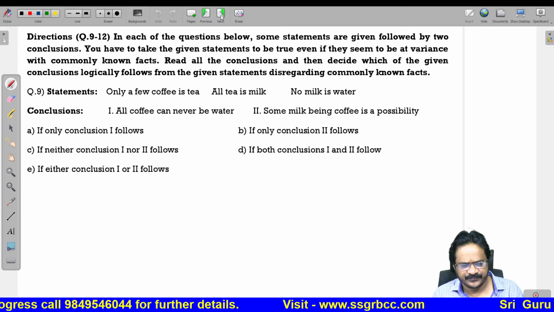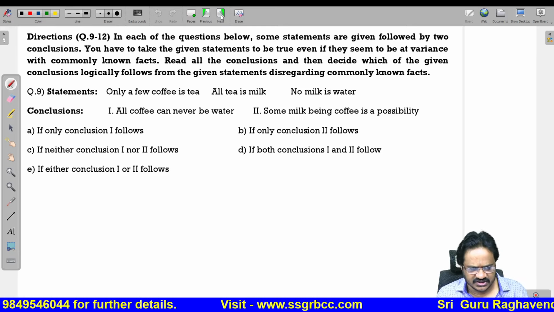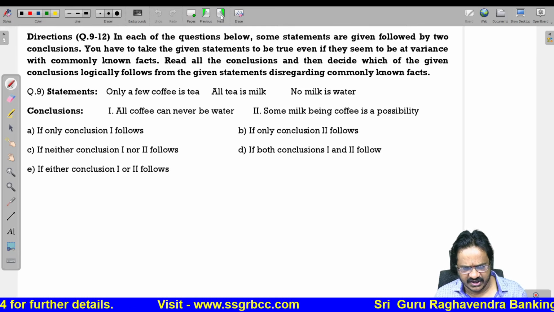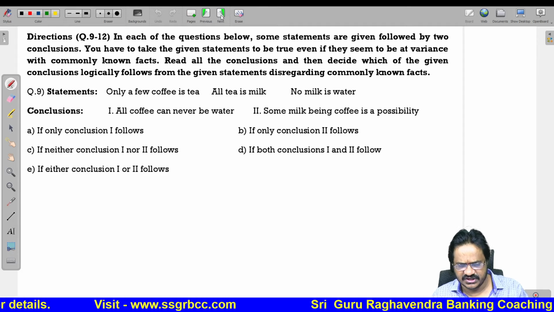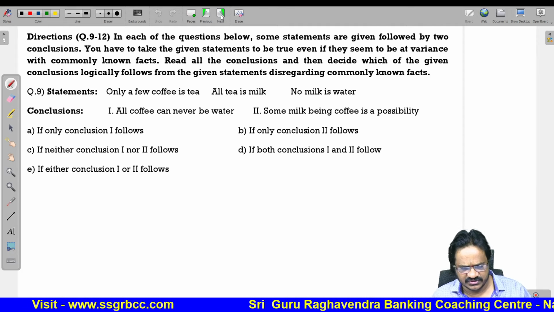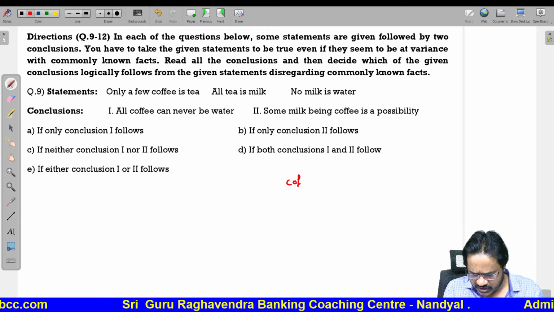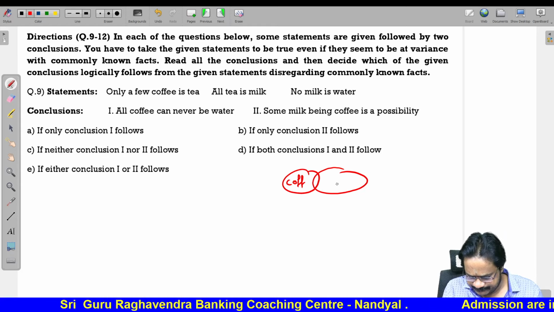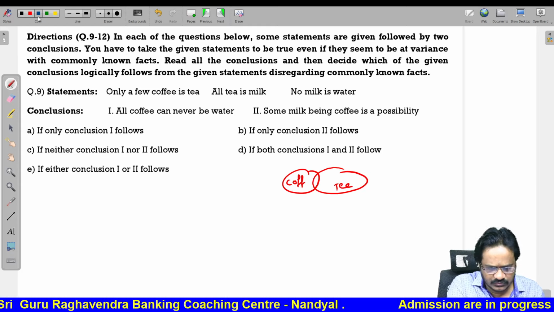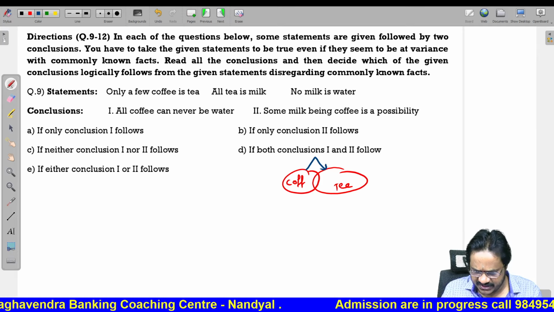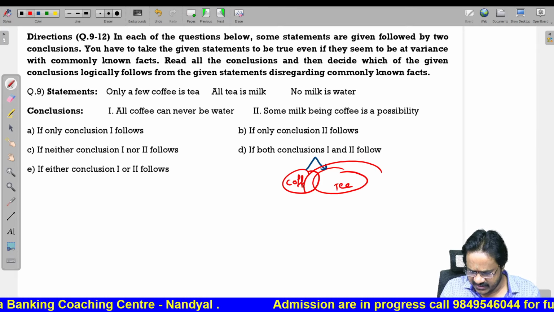Next one. These are called syllogisms. We have to solve by using the Venn diagram. In each of the questions there are some statements followed by given conclusions. You have to answer the questions. First one. Only few coffee is tea. All tea is milk.